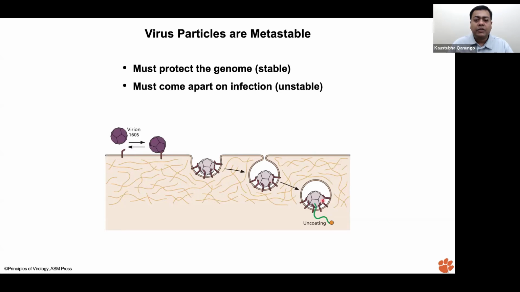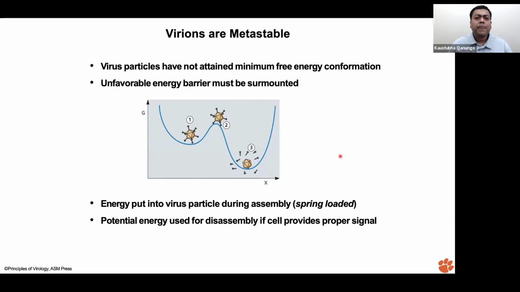These are the cytoskeletal elements. Once it is inside this endosomal vesicle right here, a signal is provided, and we'll talk about those in detail in attachment and entry. Once this signal is received, the particle becomes unstable, and it will uncoat to deliver the genome. So this is what we mean by metastability. So how is this actually achieved?